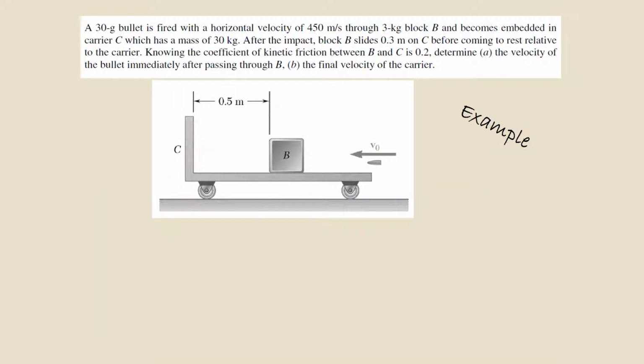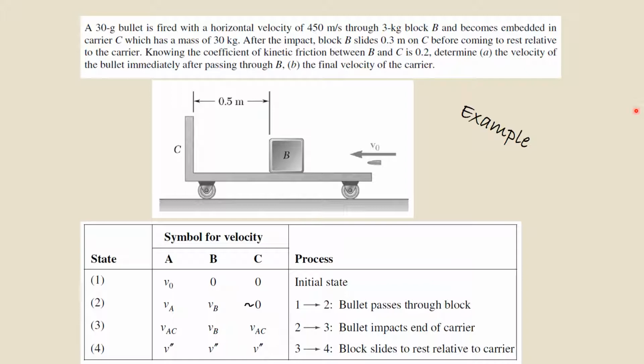Here's another scenario. Okay, same thing, same bullet, same block, same cart, same weight, everything the same, except let's say that instead of the bullet becoming embedded in it, the bullet is going to travel through the block. Okay, so we're no longer having a plastic impact. The bullet is going to go through the block and hit the carrier. So right through the thing.